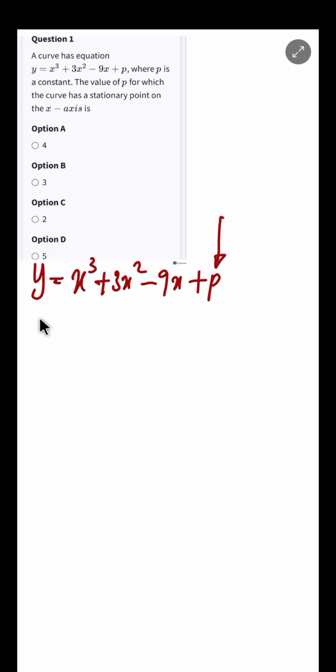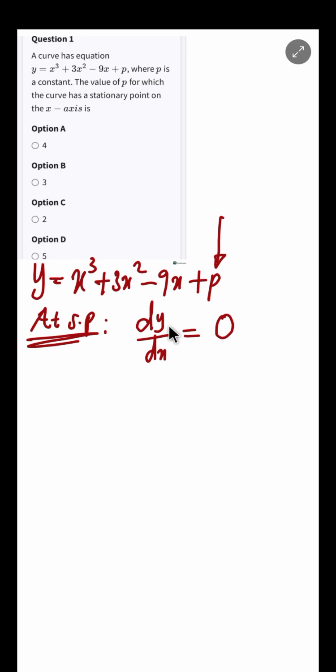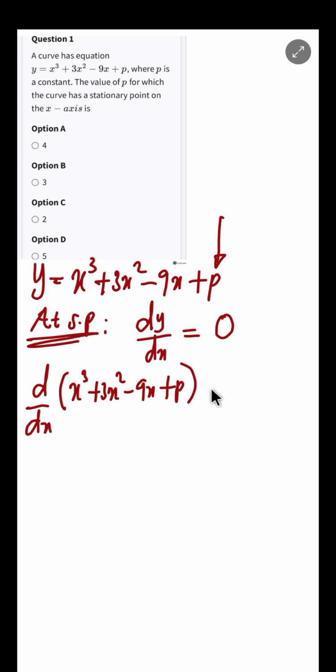Now, we need to get the stationary point for x. And we all believe that at a stationary point, the derivative of y with respect to x, dy/dx, is always equal to 0. Please take note of that. That's the first step. Then the next thing is to find d/dx of y. And what is my y? y is x cubed plus 3x squared minus 9x plus p, then equal to 0.